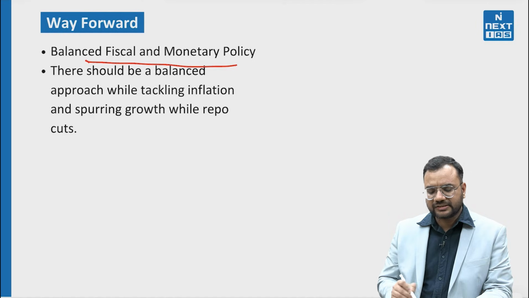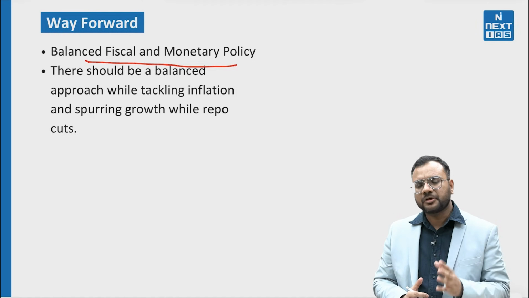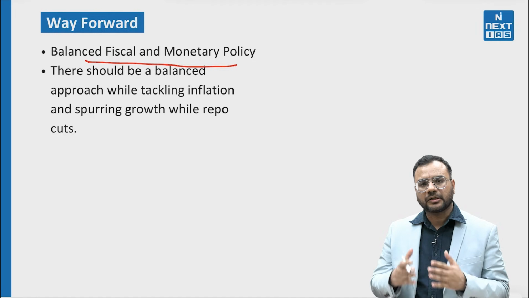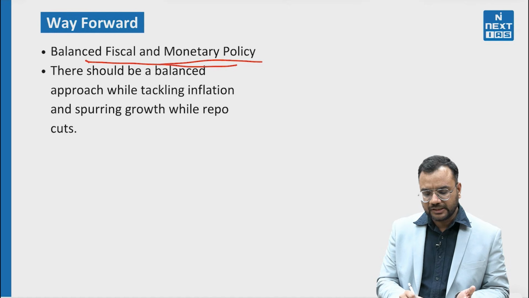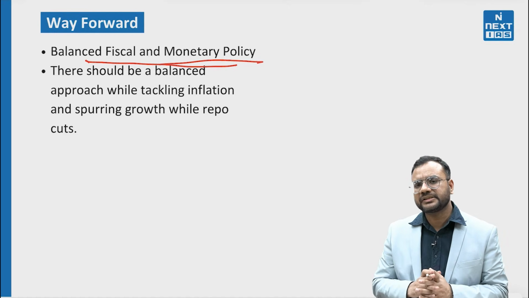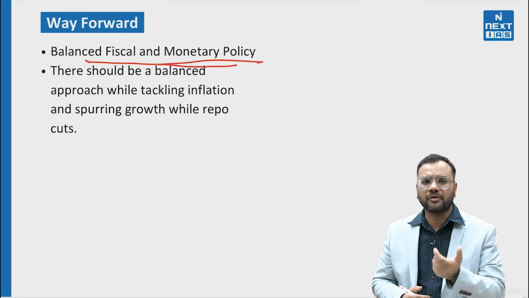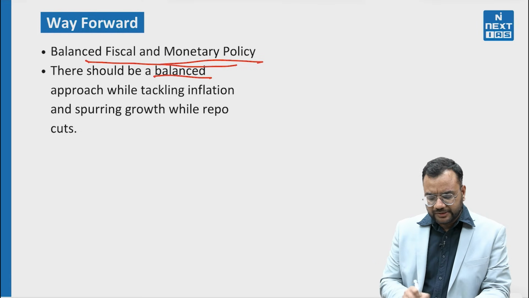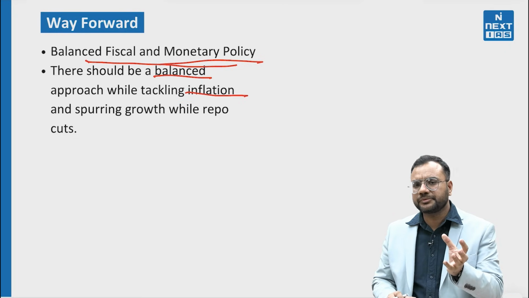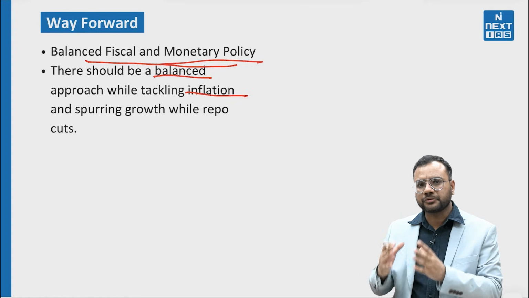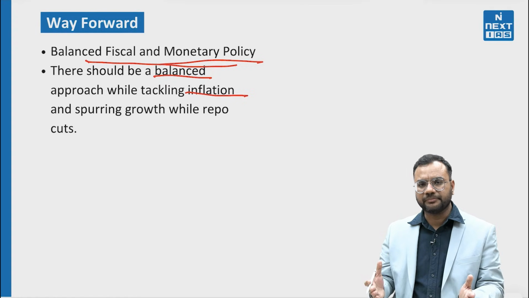So we should balance our fiscal and monetary policy. Like our fiscal policy is also in expansionary mode. Government has announced tax cuts. Similarly, fiscal policy has been in sync with monetary policy, and monetary policy has also announced an interest rate cut in the form of a repo rate cut. Then there should be a balanced approach while tackling inflation, and not only inflation should be focused on, but also economic growth should be taken into consideration, so that there is sustainable development.